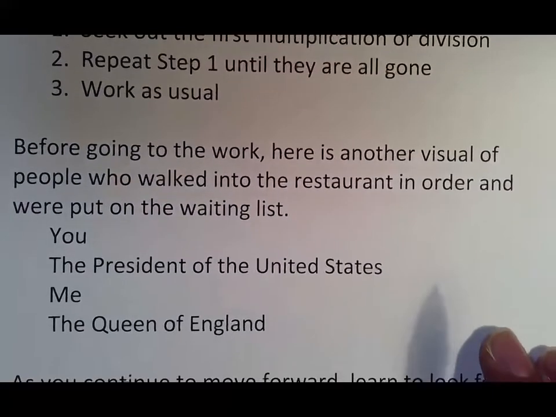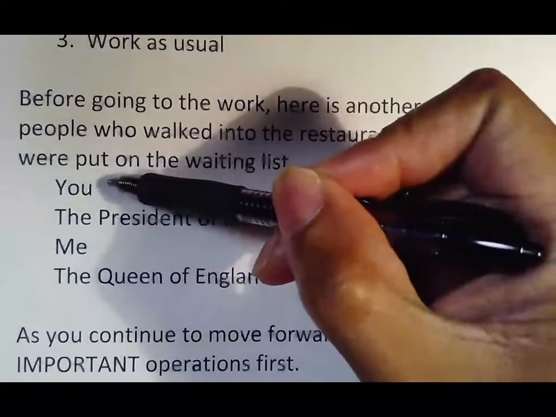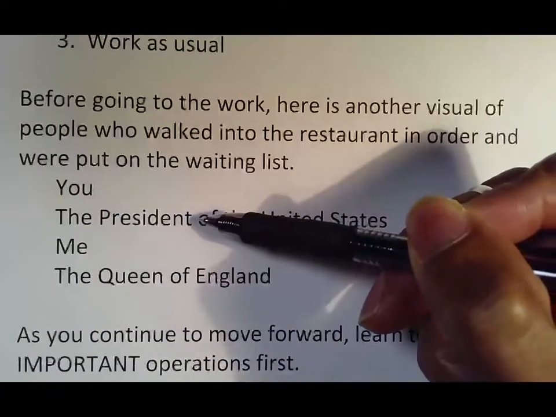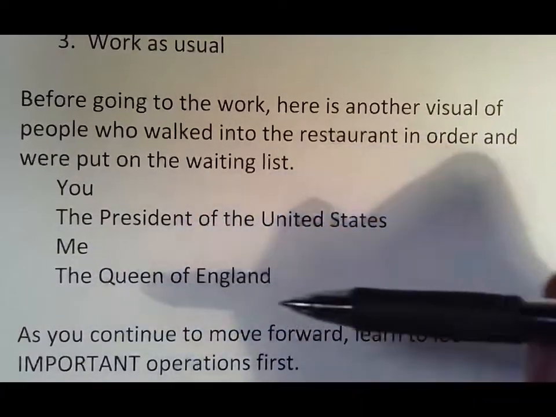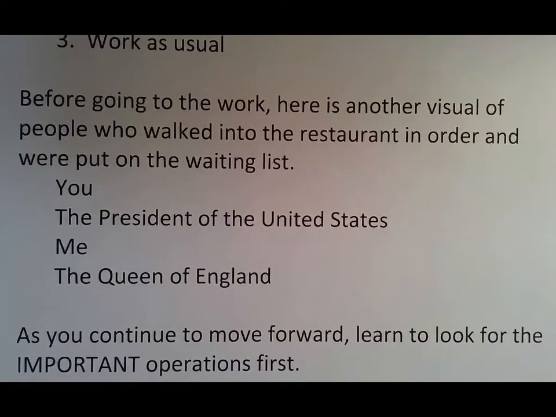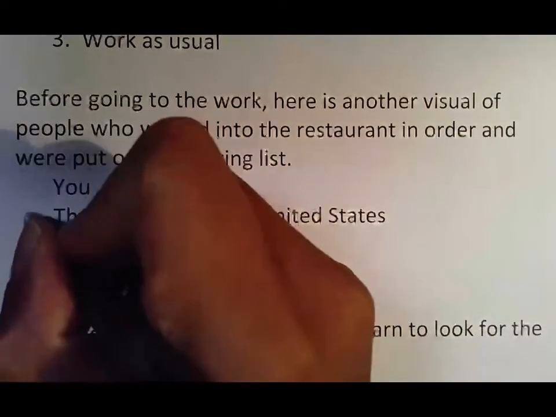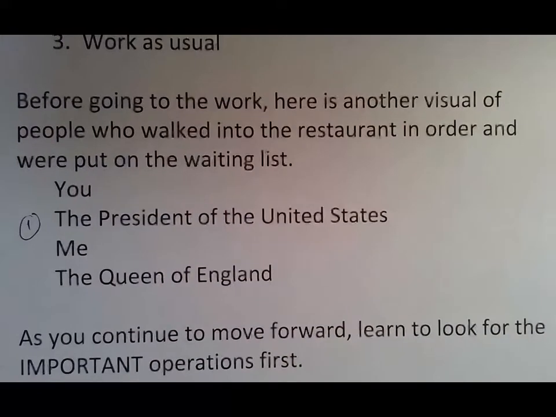Before going to work, here's another visual of people who walked into a restaurant in order that they were put on a waiting list. So you're put on a waiting list, the President of the United States is put on a waiting list, I'm put on a waiting list, and the Queen of England is put on a waiting list. To me, and again, make sure it makes sense to you, if this is the line 1, 2, 3, 4, this is probably going to be the first person fed because they have a lot of power.